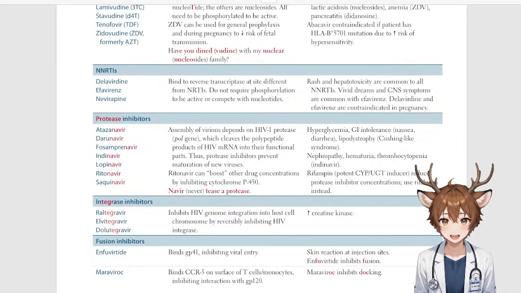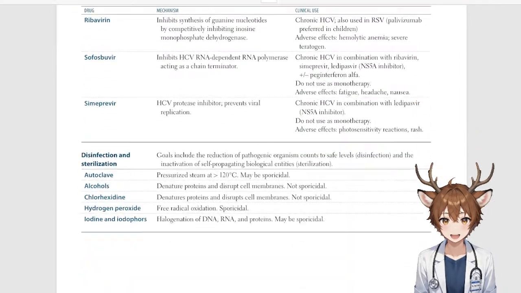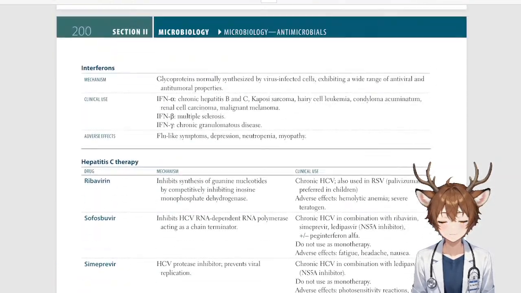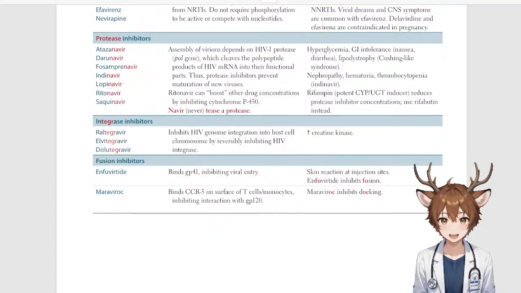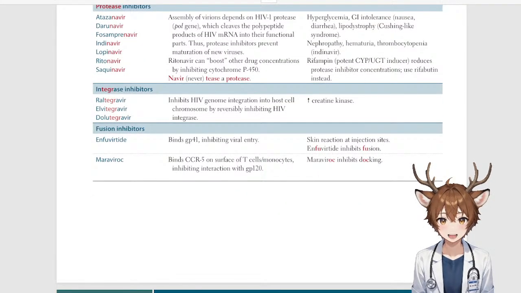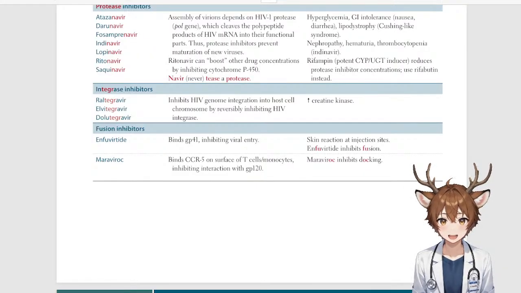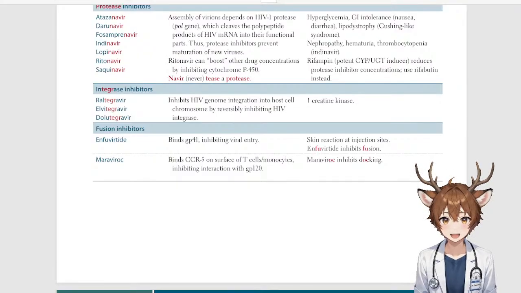Let's talk about entry inhibitors now. Do we have anything on that, like enfuvirtide and maraviroc? Right here, fusion inhibitors, which is what I've heard them called before, but they call them entry inhibitors in my book. So they're called entry inhibitors or fusion inhibitors. The name gives it away for enfuvirtide: a fusion inhibitor.